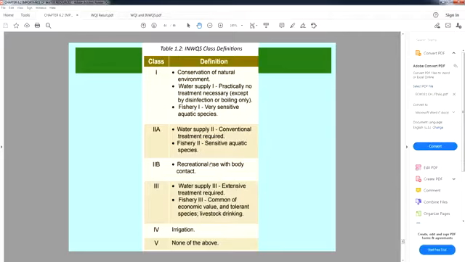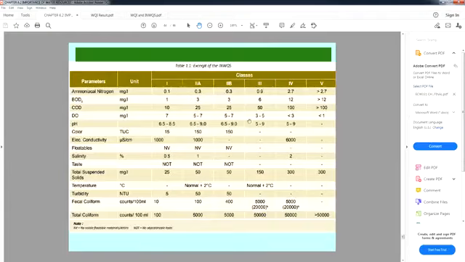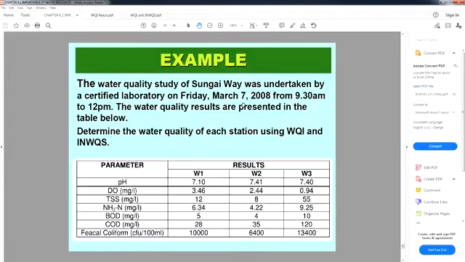So you want to make sure that we comply with these classes based on the data we get from the river. Okay, now this is the example. It should be our last example here. We only have one example. Okay, this is the data obtained from the Sungai Way. We have 3 points, W1, W2 and W3. This is the location where we take the water sample and do the testing. So 3 points of testing, W1, W2 and W3.